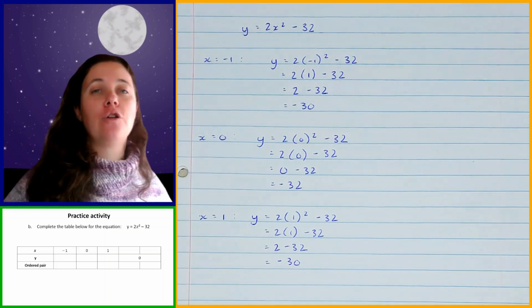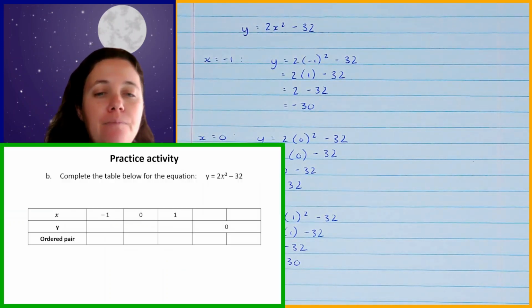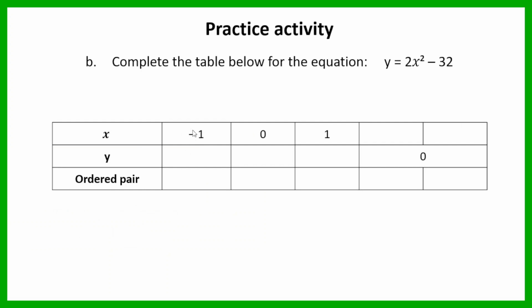So now let's go and fill those in on our table quickly. So over here, if x is -1, we worked out that y would be -30, giving us the ordered pair -1, -30. Then if x is 0, y is -32, giving us the ordered pair 0, -32. And then if x is 1, y is -30, giving us the ordered pair 1, -30.